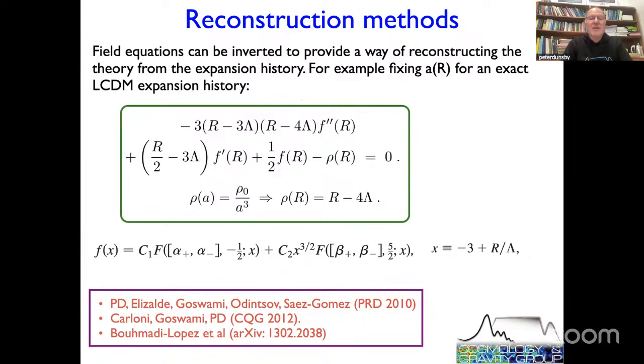So for example, in the case of lambda CDM, when you do that, you get two solutions. One is the trivial solution, which is just GR, and the second solution, the general solution, is a set of hypergeometric functions, which of course are very difficult to deal with. So if you take that F of R theory, which gives rise to expansion histories which are the same as lambda CDM, then studying those theories using these horrible hypergeometric functions makes life extremely difficult, particularly when you want to do perturbation theory to study large-scale structure.